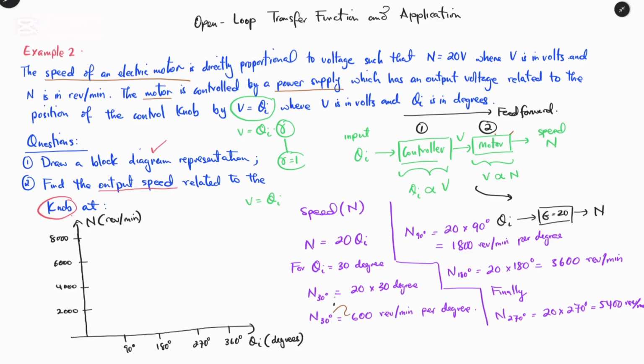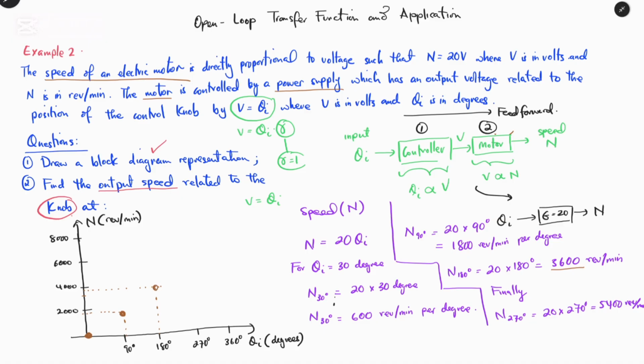And when theta is equal to 0 degree, 20 times 0 will still give us 0. And how about 90 degree? When we say 20 times 90, we have 1800. So 1800 should be somewhere here. So we can plot 1800 here. And for theta equivalent to 180, we have 3600. So we can have 3000 here and 600 will be somewhere here.